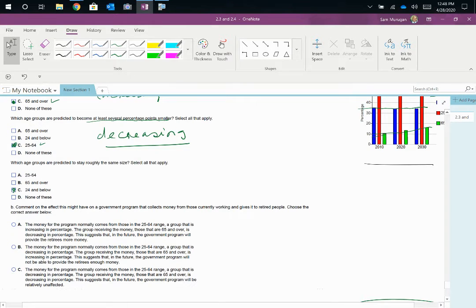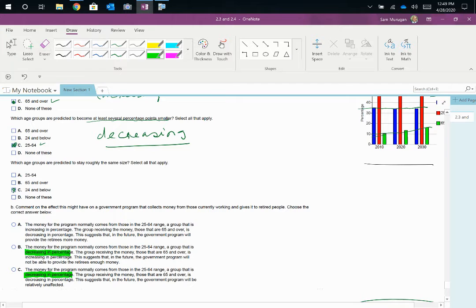So, let's look at the answers here. The money part, number one, part A: the money for the program normally comes from those in 25 to 64, a group that is increasing in percentage. No, it's not. It's actually decreasing. So we're going to have to go to the second answer. It's decreasing in percentage. And this one also has the same reasoning.